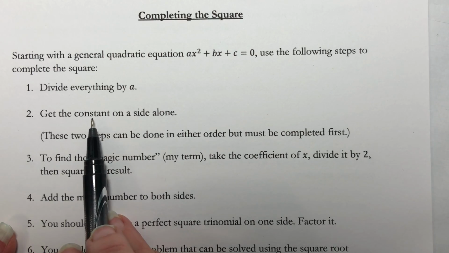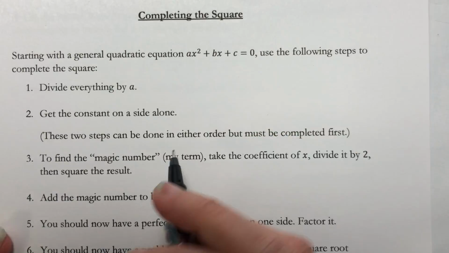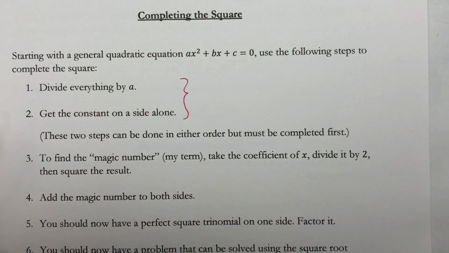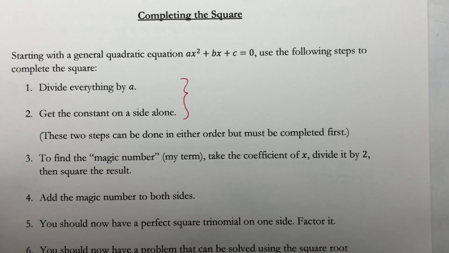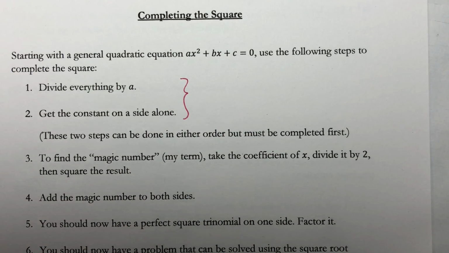We want to get the constant alone on a side. So whatever this is, we're going to move it to the other side. Now, these two steps can be done in either order. If you have an equation and the constant is already alone, there's no reason to undo that, so you can divide by a and then move the constant back over. But these two steps need to be done before anything else, okay?